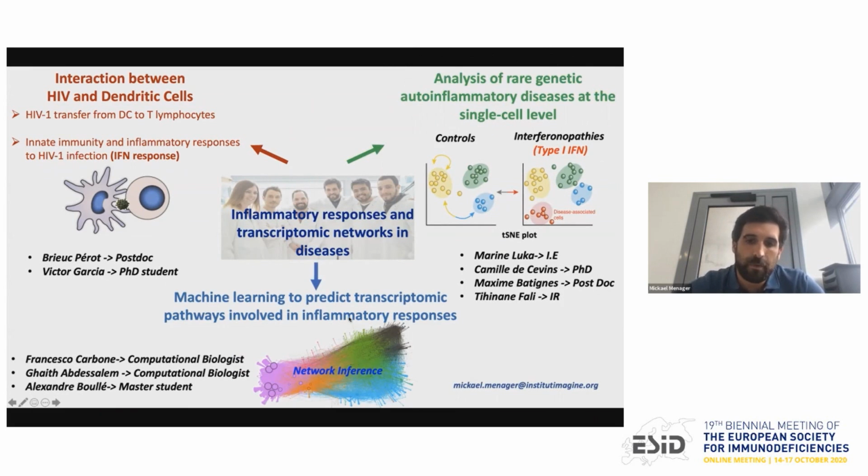And then a third arm of the team is composed of computational biologists, where we're trying to use machine learning to predict transcriptomic pathways involved in inflammatory response, both in response to HIV sensing and in cases where there are rare genetic mutations leading to autoinflammation. We have two positions open for computational biologists, so if you're interested, please contact me by email.